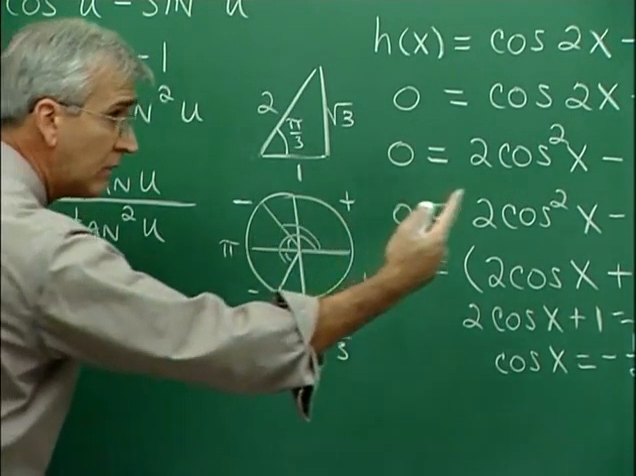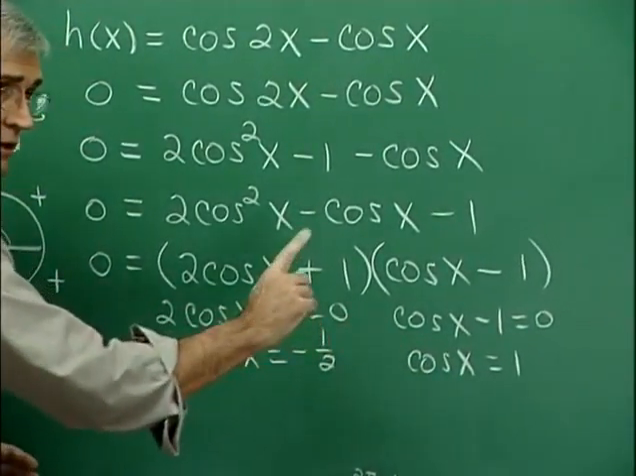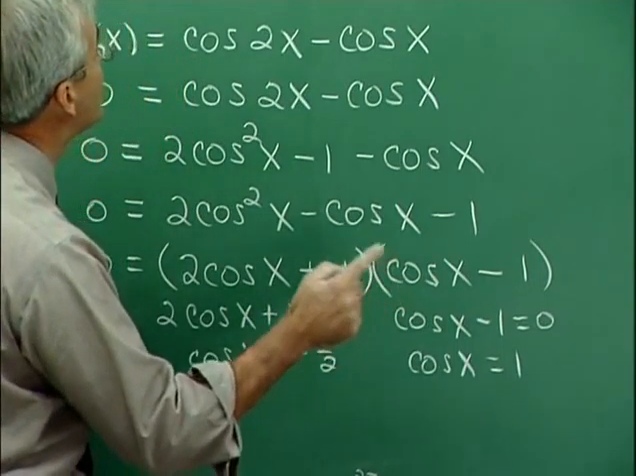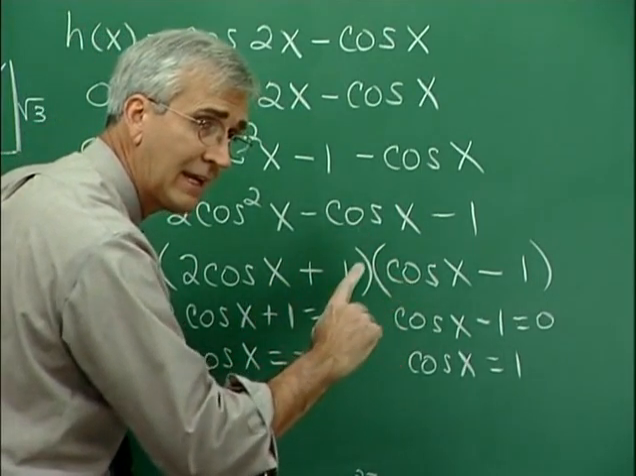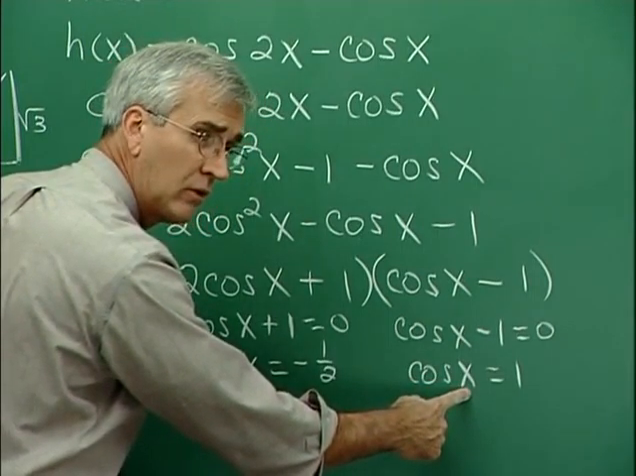Now, for the other one, for cosine x equal to 1, well, the cosine curve is at the top of its amplitude at the beginning of the cycle and at the end of the cycle. So x needs to either be 0 or 2 pi.